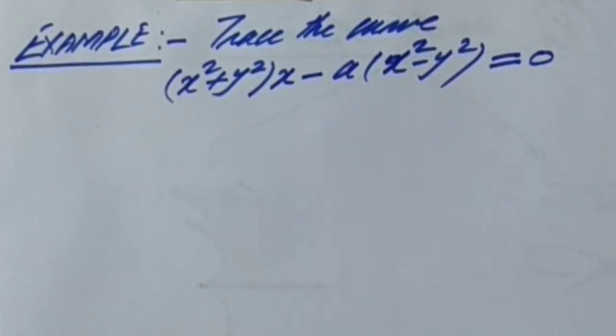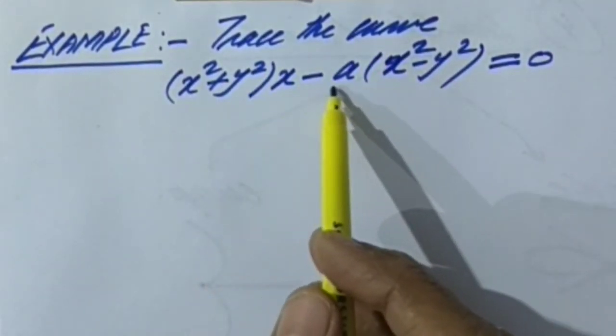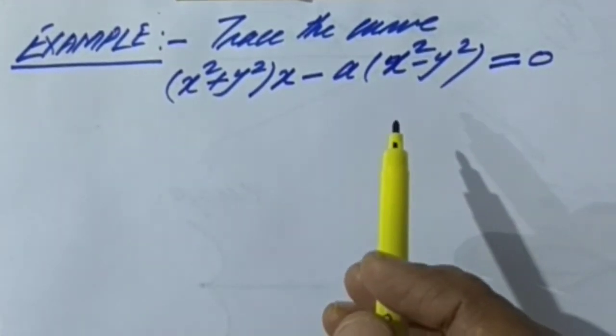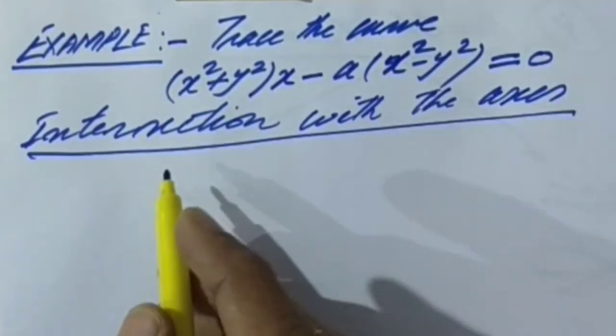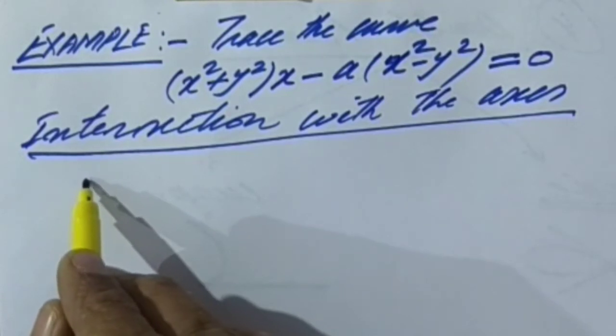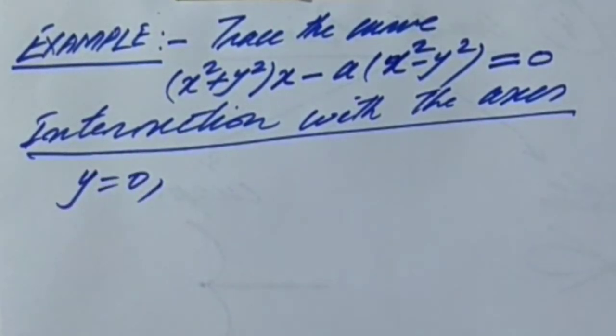Now let us take an example. Suppose we have to trace the curve x square plus y square into x minus a, x square minus y square. So the first characteristic we need to discuss is intersection with the axis. To check intersection with the axis, as we have discussed, first we have to substitute y is equal to 0 to check the intersection with the x-axis.